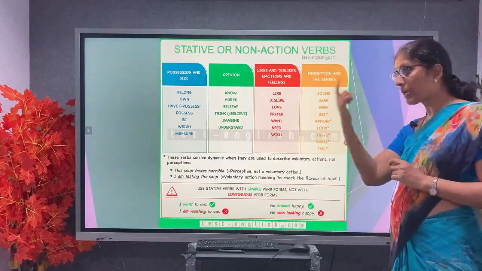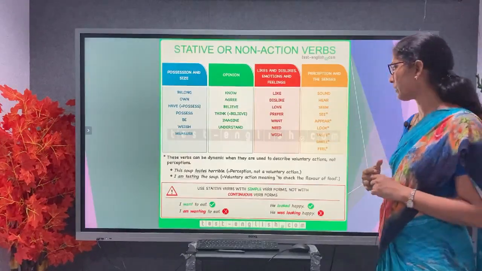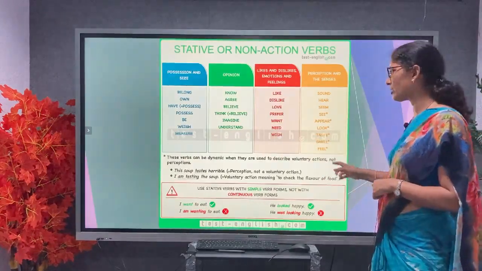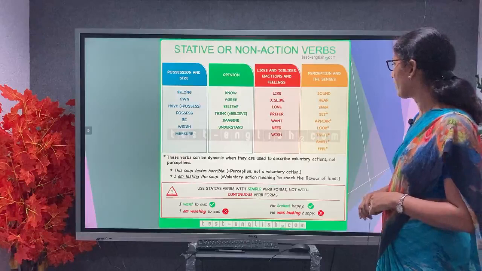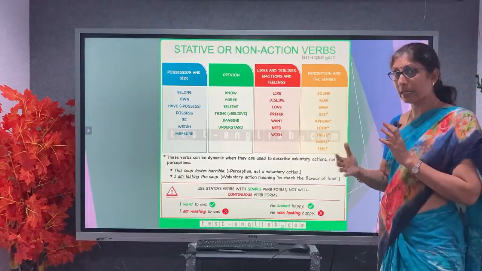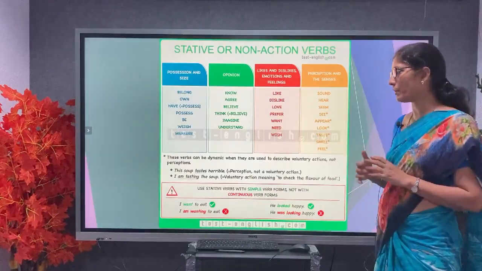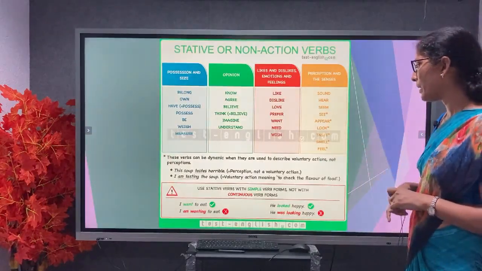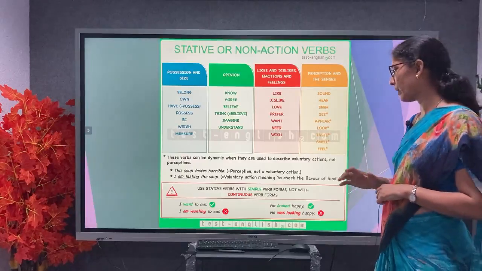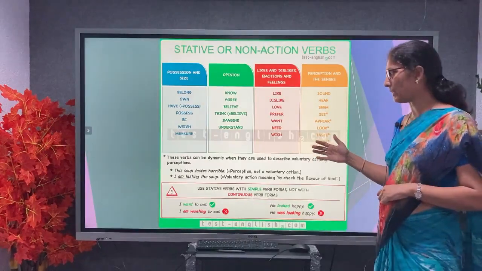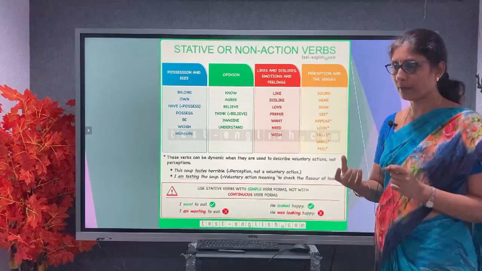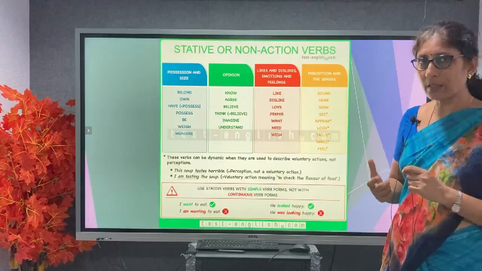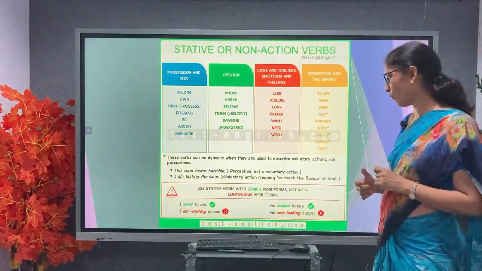So I'm looking at something, and they are used like that. These verbs can be dynamic when they are used to describe voluntary actions, not perceptions. When it indicates action, you use it in continuous form. It's not perception. The soup tastes horrible. I'm tasting the soup. You will understand this one, right? If you are telling the taste of something, you will tell it that way. But if you are tasting something to tell, then you can use it like an action.